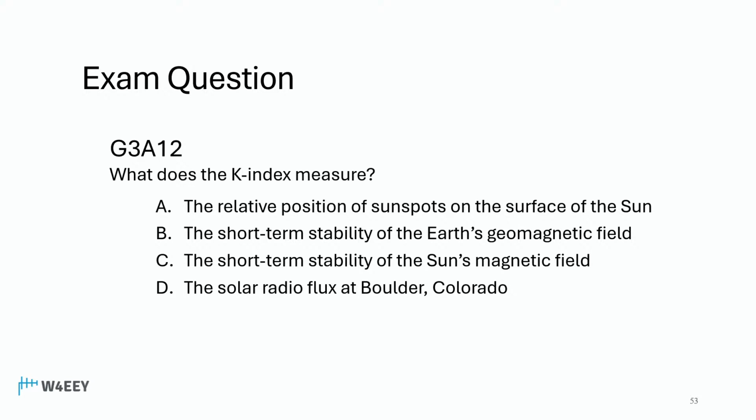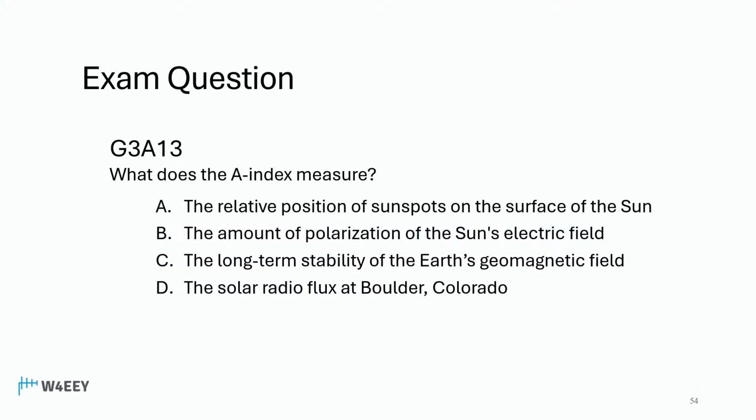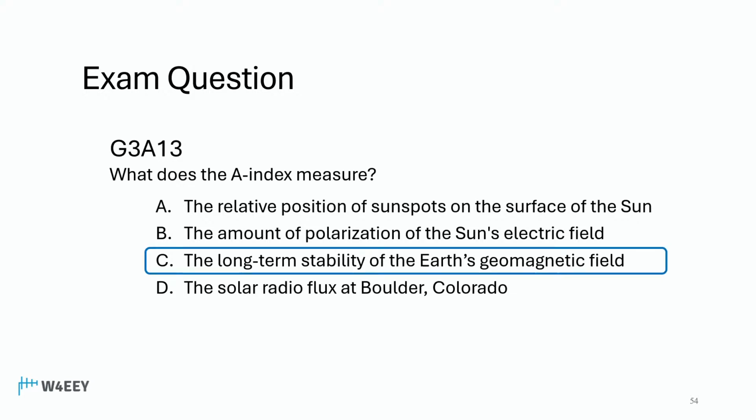So these values are actually measured to generate the index. What does the K index measure? Bravo, the short-term stability of the Earth's magnetic field. That's the one that I'm most interested in. What does the A index measure? Charlie, the longer-term stability of the Earth's geomagnetic field. It's interesting to see how things are trending. So if you've got an A index that's really high, but a K that's really low, that means that we're on the backside of something that's clearing up.